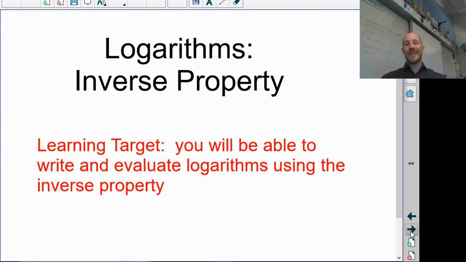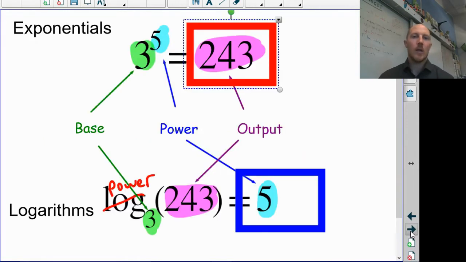Nice. Well, today we are looking at the inverse property in logarithms. Learning target for us will be to write and evaluate logarithms using the inverse property. Let's start with a quick refresher here. So we've seen both exponentials and logarithms before. We know that we can go back and forth, just changing the way that they are written.